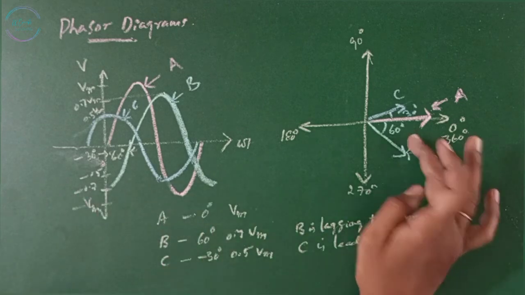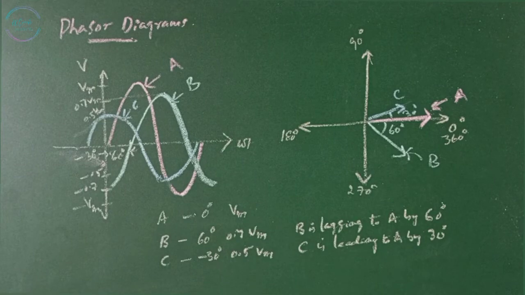Here I have used the magnitude of peak values. You can use the average values as well as RMS values.